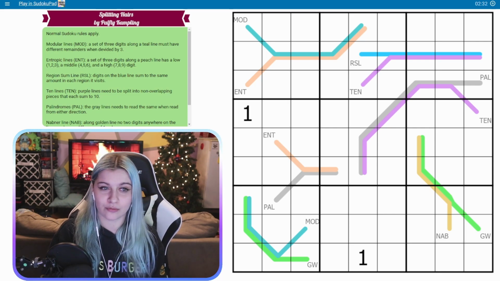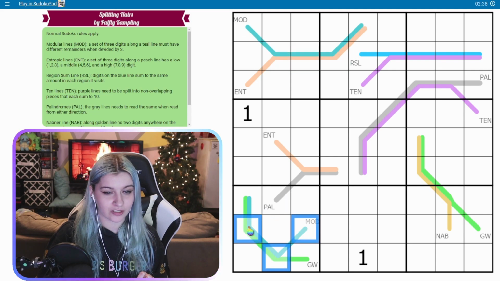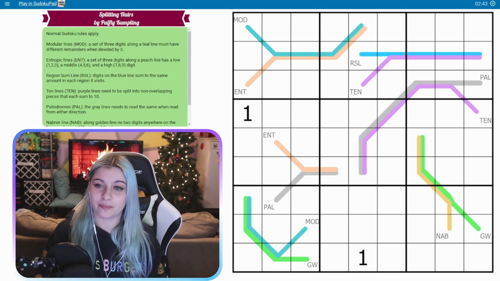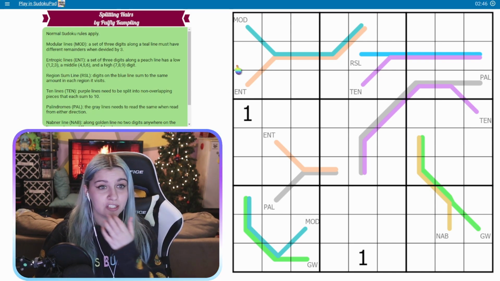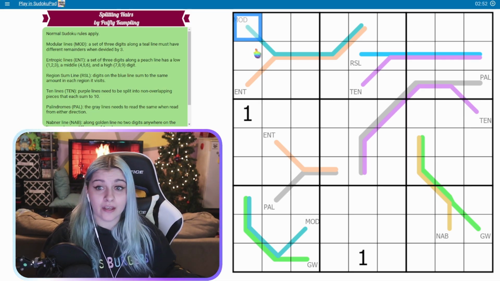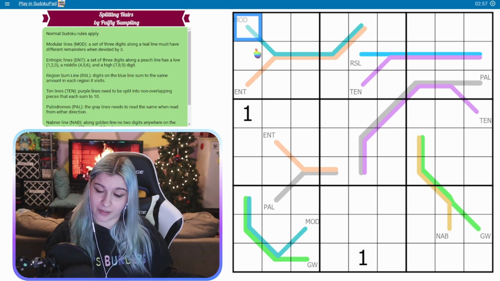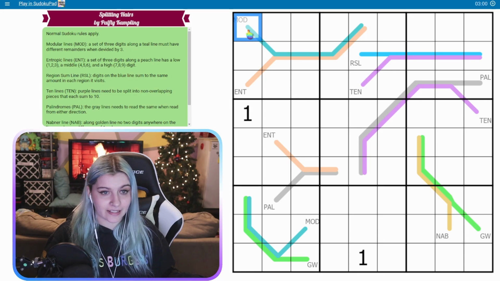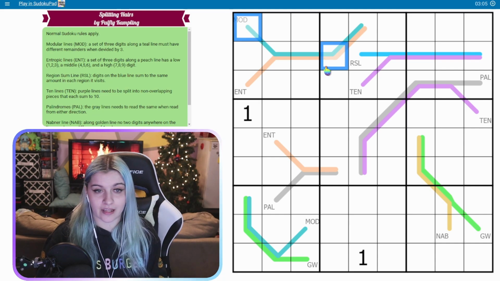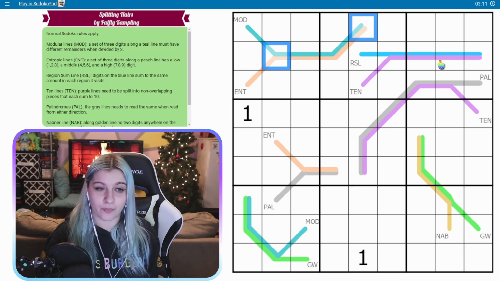Modular lines, MOD. Okay, so I like how these are labeled, right? This is a modular line, and we also have a modular line here. A set of 3 digits along a teal line must have different remainders when divided by 3. I like modular lines because I can just look down at my number pad. Meaning, basically, each of these 3, the pattern's going to continue. So these 2 numbers along the line will have the same remainder when divided by 3, and these 2 numbers will have the same remainder when divided by 3.